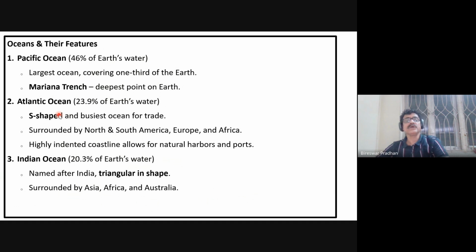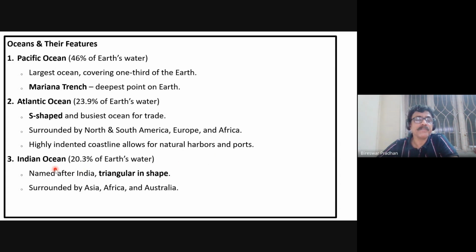The Atlantic Ocean is 23.9% of the earth's water, S-shaped, and the biggest ocean for trade. It is the biggest ocean of trade, surrounded by North and South America, Europe, and Africa. The highly indented coastline allowed for natural harbors and ports.